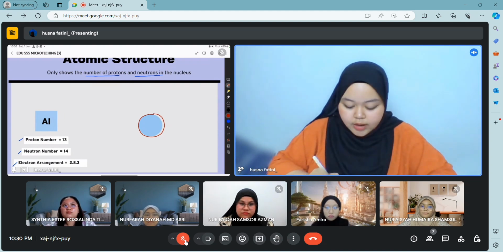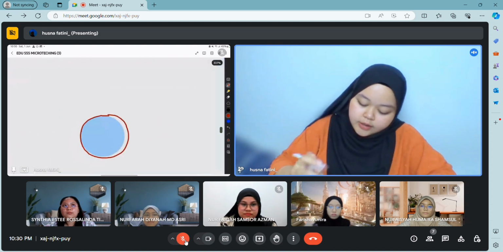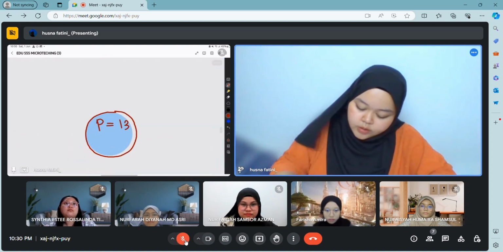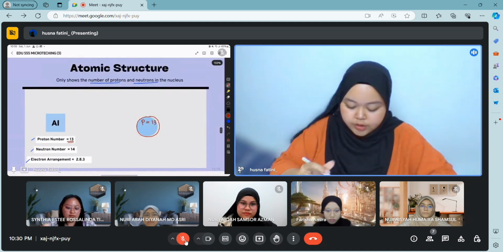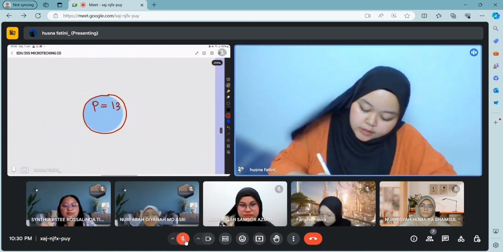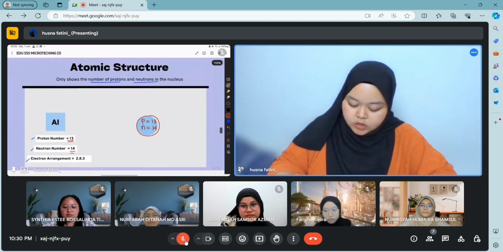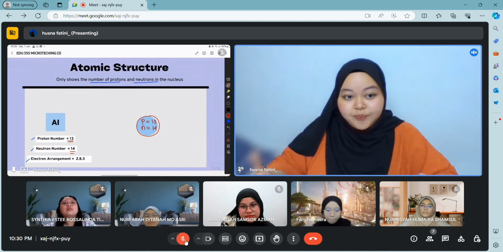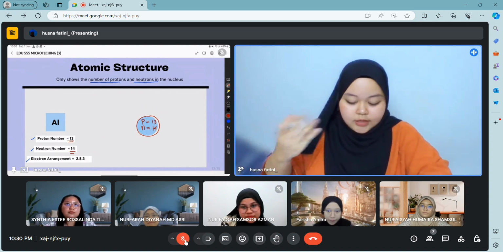For this, the proton number is 13. So you write here, P equal to 13. For the neutron number is 14, so you just need to write here N equal to 14. And then you just need to draw your shell like I taught you earlier.